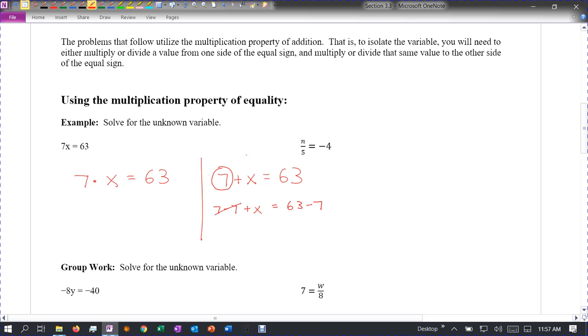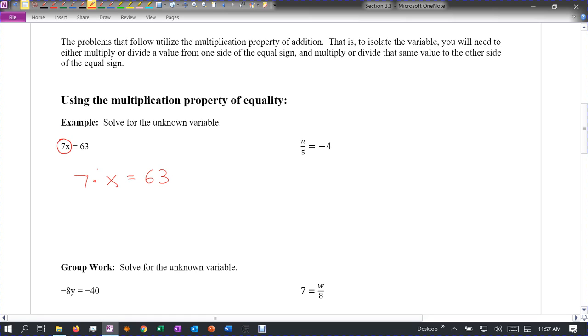Now the reason we could do it that way is because there was a separation. We had two terms here. So the addition between those allowed us to work on the 7 by itself. Now in this problem, we don't have two terms on the left hand side. We have a single term. There's multiplication there between those two.